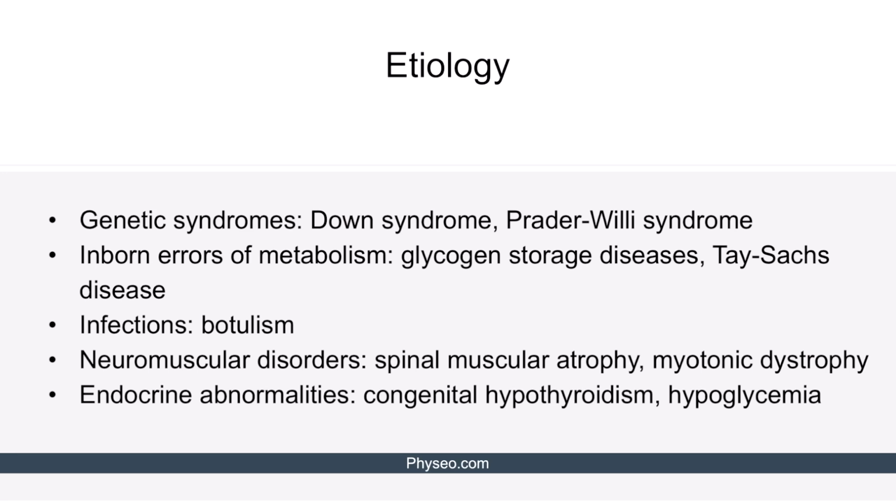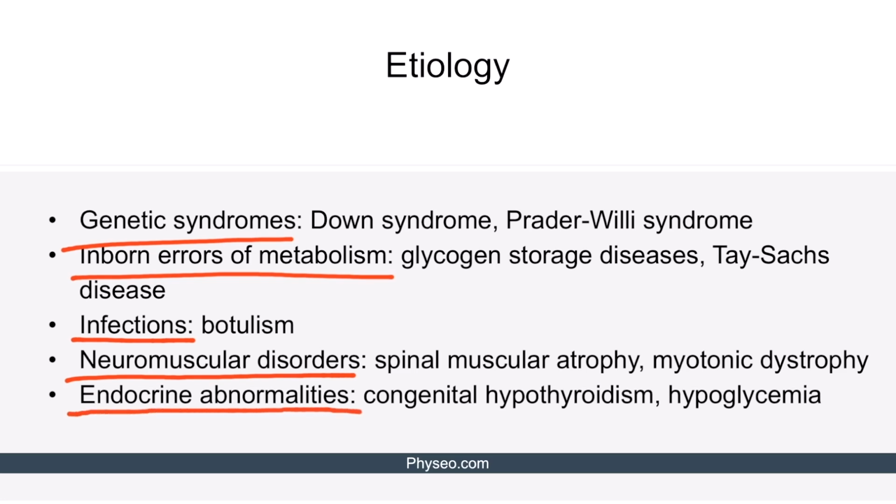It is a feature of numerous genetic syndromes such as Down syndrome and Prader-Willi syndrome. Inborn errors of metabolism such as glycogen storage diseases, Tay-Sachs disease, and others can also present with hypotonia. Infections such as botulism due to ingestion of honey can cause generalized hypotonia, also called floppy baby syndrome. Neuromuscular disorders such as spinal muscular atrophy and myotonic dystrophy can cause infantile hypotonia as well. Finally, endocrine abnormalities such as congenital hypothyroidism and hypoglycemia also present with hypotonia in infancy.